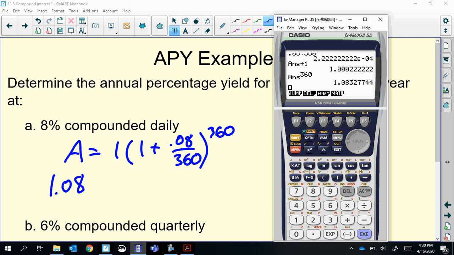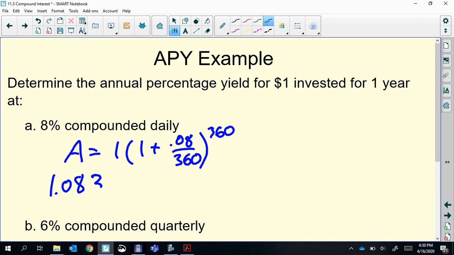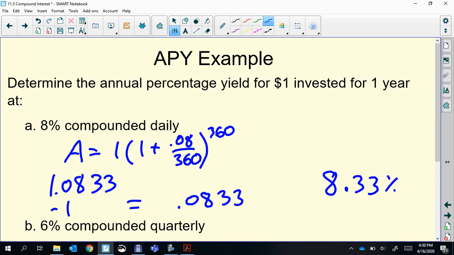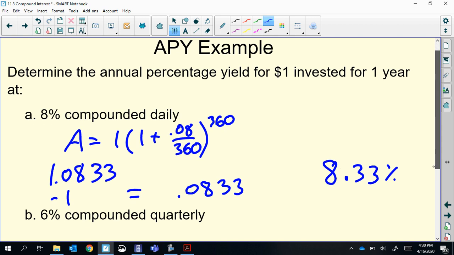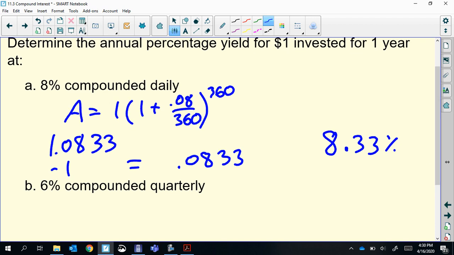3277 33. So then we subtract the principal, so we subtract the 1, and we get 0.0833. Move the decimal 2 spots to make it a percent, and it's actually 8.33% instead of 8%. Because it's compounded daily, it behaves more like 8.33 instead of 8. It's more like that if you're going to compare it to simple interest.